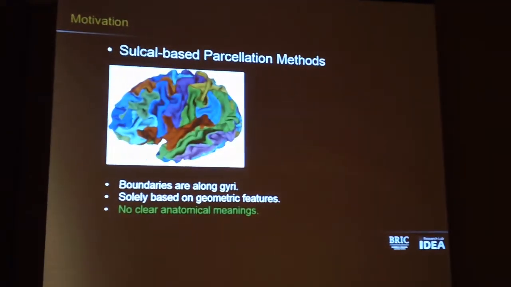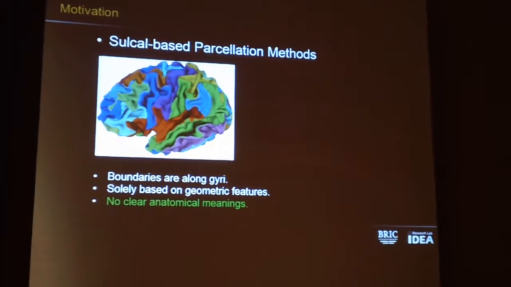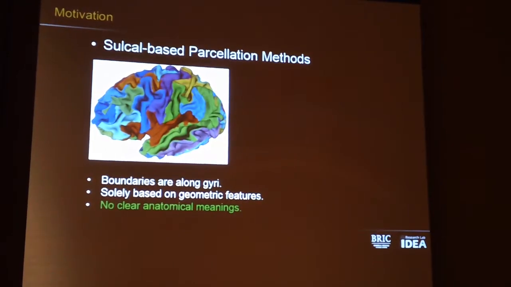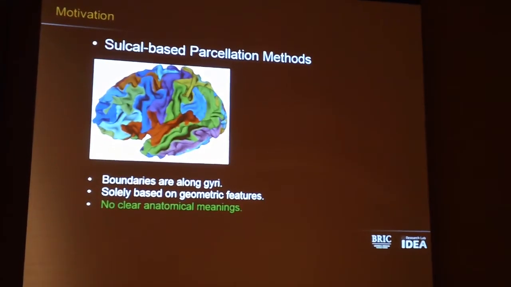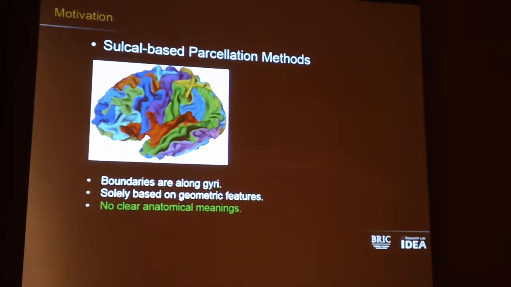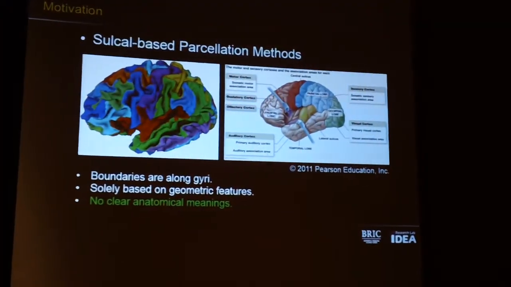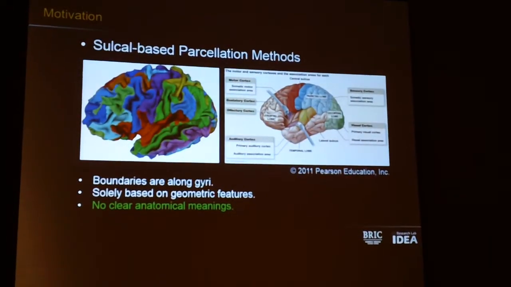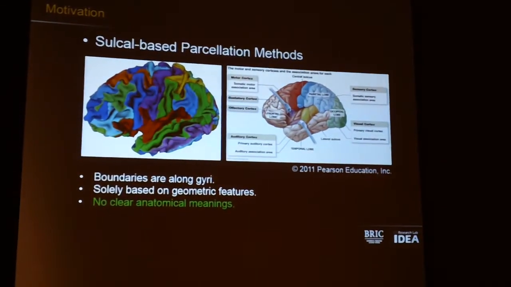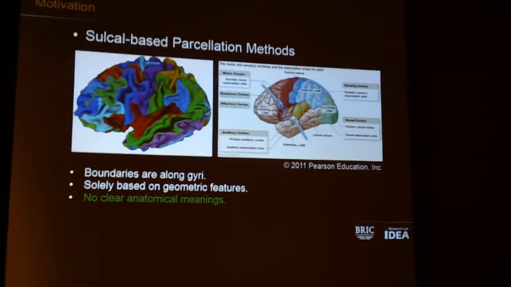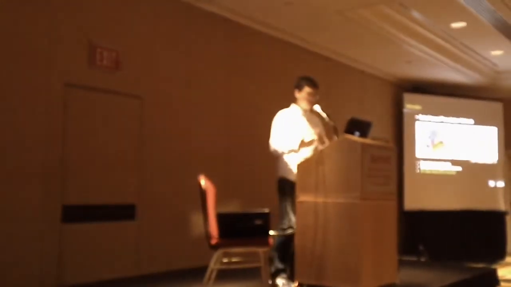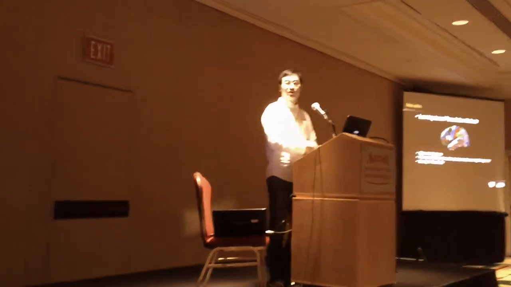In this method, the boundaries are along the gyri, and this parcellation result can be purely generated based on the geometric features. But unfortunately, the cortical regions may not have clear anatomical meanings. On the other hand, the anatomically meaningful regions may not be the sulcal regions, and the boundary may not be along the geometric features. Usually this kind of parcellation is manually labeled, but manual labeling is very tedious and time-consuming. So people prefer using learning-based methods to do the parcellation.